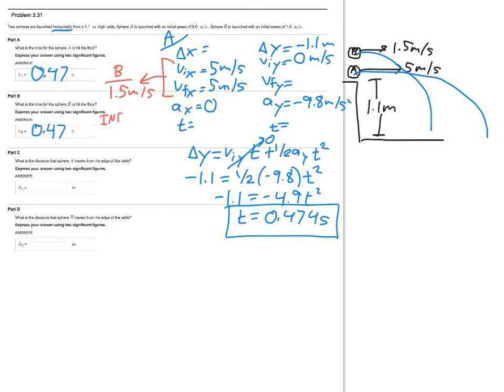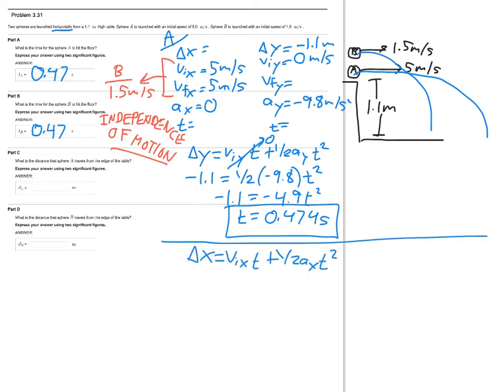And this goes back to that idea of the independence of motion. And that simply tells us that that horizontal difference in motion, in terms of the initial velocity, has nothing to do with the vertical. So they still take the same amount of time to hit the ground. Moving on to part C, we want to know how far sphere A will travel from the edge of the table. And so I'm going to use my x information now.